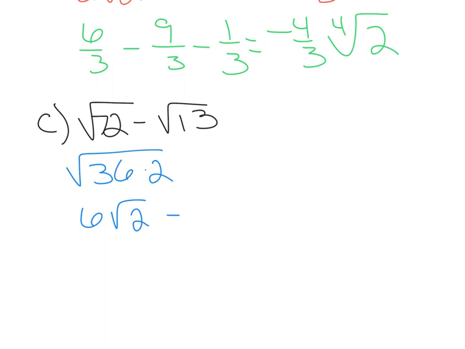However, 13 has no factors in it that are perfect squares, so it cannot simplify. So it's just going to stay as a square root of 13. And when I look at these, I see I cannot add these because they are not like terms. So this is a final simplified answer for letter C.